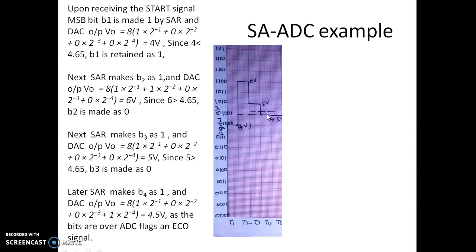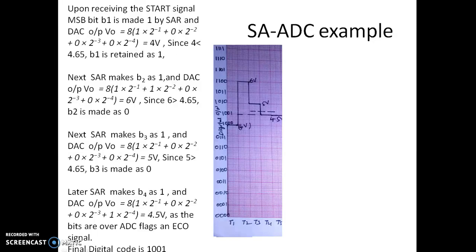You can see now B1 is 1, B2 has been made from 1 to 0, and B3 is also made from 1 to 0, but B4 is being made 1. So when B4 is made 1, we have the voltage 4.5, which is less than 4.65. The SAR retains that B4. Now after the 4th clock pulse, because there are no more bits to be made high, the final output is 1001. So that's what we are getting. The final code happens to be 1001.